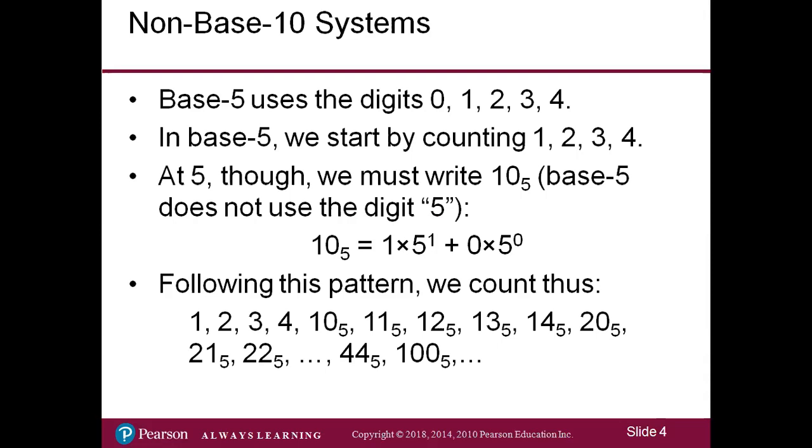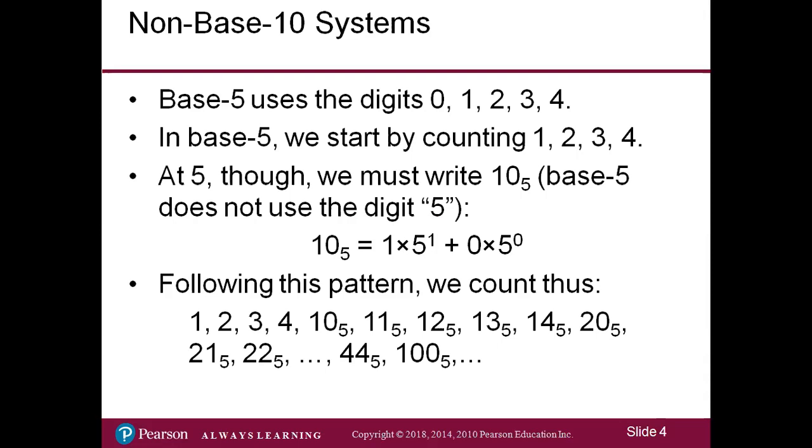20 base 5 is two groups of 5 and no groups of 1. So reading through our first numbers, we have 1, 2, 3, 4, one group of 5 is 5, and 1 one, so 6, one 5 and 2 ones, 7, one 5 and 3 ones, 8, one 5 and 4 ones, 9, 2 fives, which is a 10. 2 fives and a 1 is 11. 2 fives, 2 ones is 12, and so on, until we get to a number like 44 base 5.